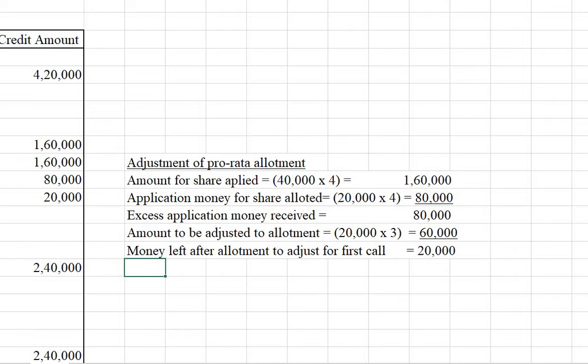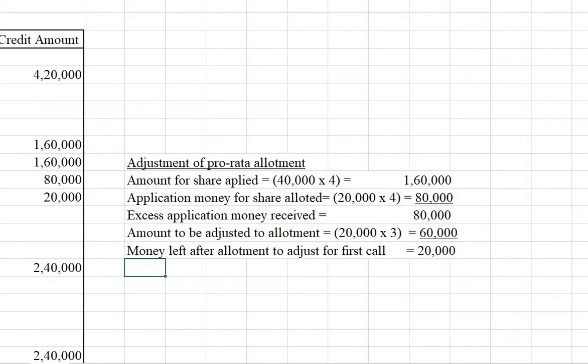See, for first call we have to get 2 rupees 50 paise for each share. So if 20,000 shares were there, for that 2 rupees 50 paise each, that means we had to get 50,000 rupees from them. So can we transfer all the 50,000 rupees here? No, because the excess money is less than 50,000. So whatever is left, the entire amount will be transferred.